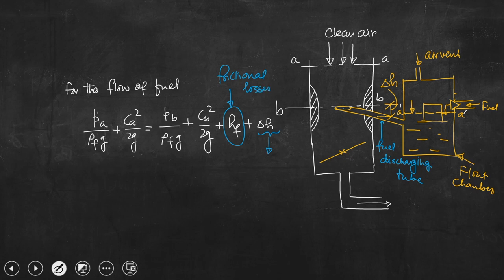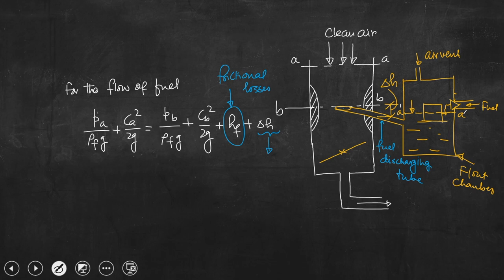Okay, or frictional loss, we are writing frictional losses because we have internal friction and external friction. Internal friction is the friction between the fluid layers, while external friction refers to the friction between the solid wall and the adjacent liquid layer. So, this is frictional losses.